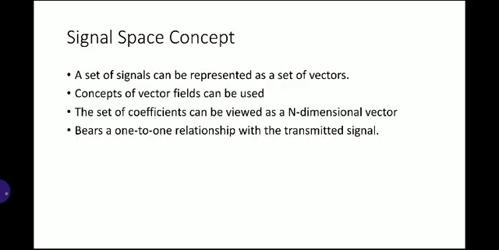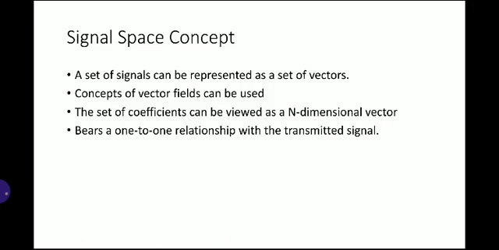So we'll start with the concept of signal space. So what exactly is a signal space? So actually the concept of signal space says that a set of signals, that should satisfy some conditions that we will see later, a set of signals can be represented as a set of vectors. So a vector can be represented as a set containing some numbers as a tuple.